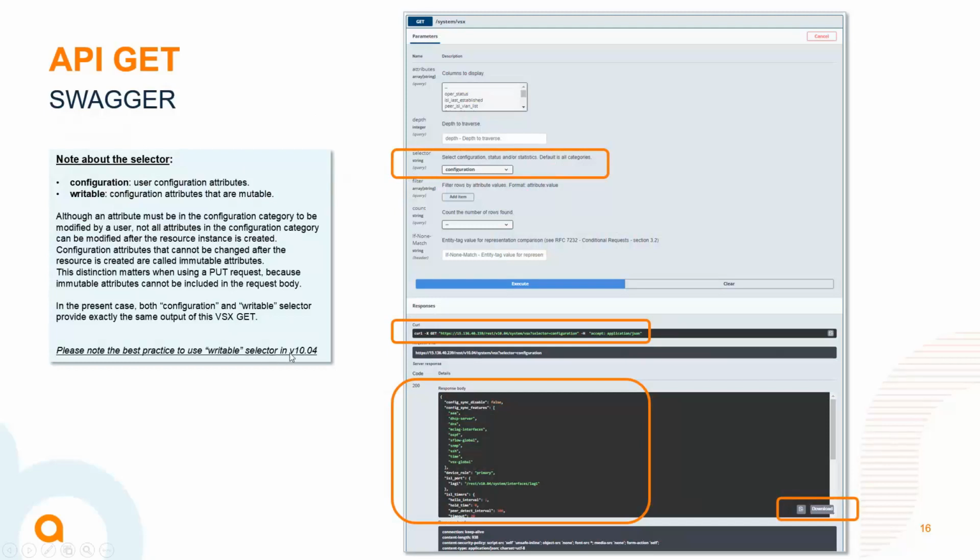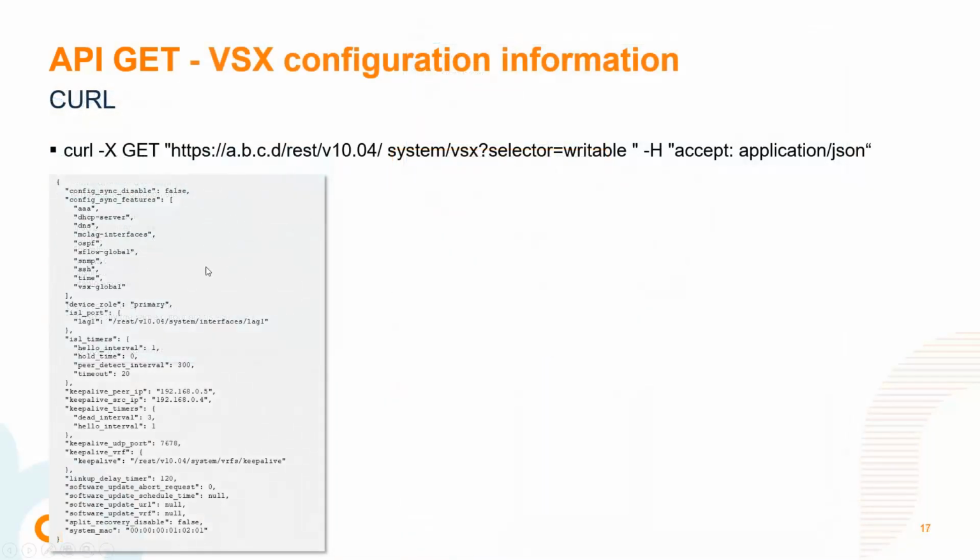But as a best practice of 10.4, and you have a description here of the difference between configuration and writable, I'm not going to read that. You have the slide so you can go through that. This is also something available in the TOI for 10.4 REST API. So it is recommended to use the writable selector field here. You will select writable and execute, and you will get that information in the response body. In Swagger, you can copy or download it. And this is what I extracted here on a particular demonstration system.